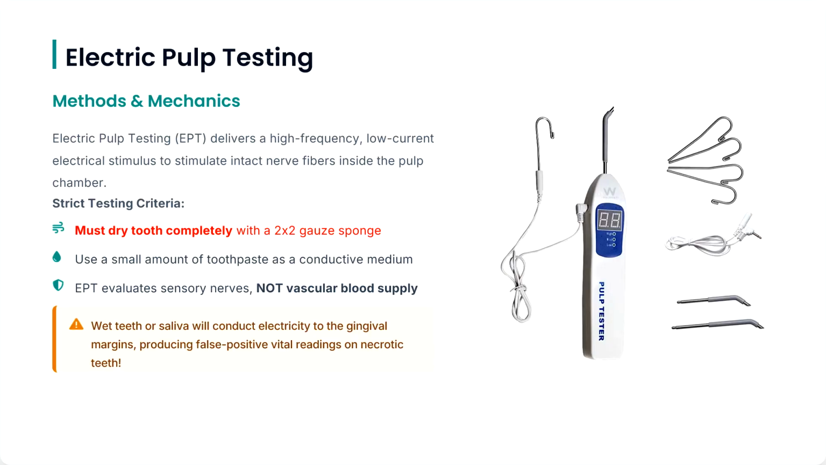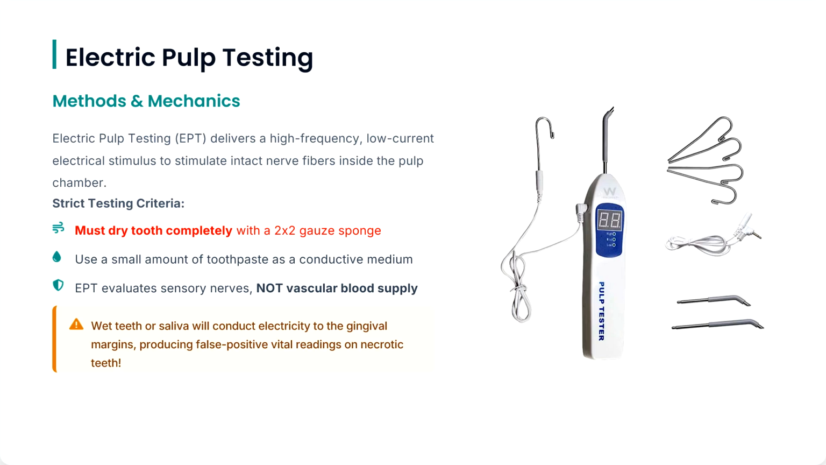Pulp test is another testing method. So we did cold test with the endo ice. We did the heat test with our gutta percha. Now, in the modern day, we can do electric pulp testing. And I put a picture of what it looks like up here. Now, electric pulp testing gives a low current electrical stimulus to the tooth inside the pulp.